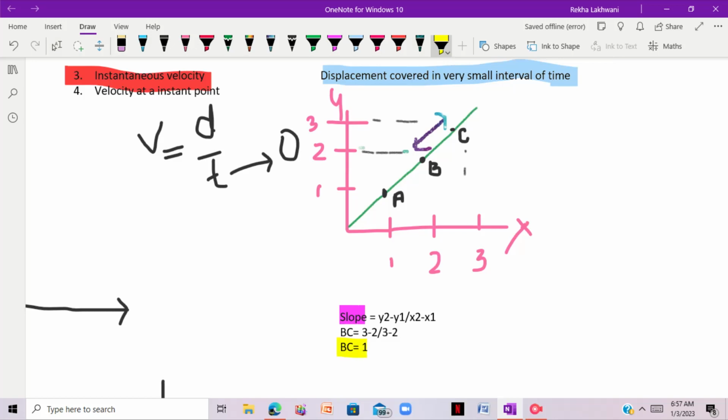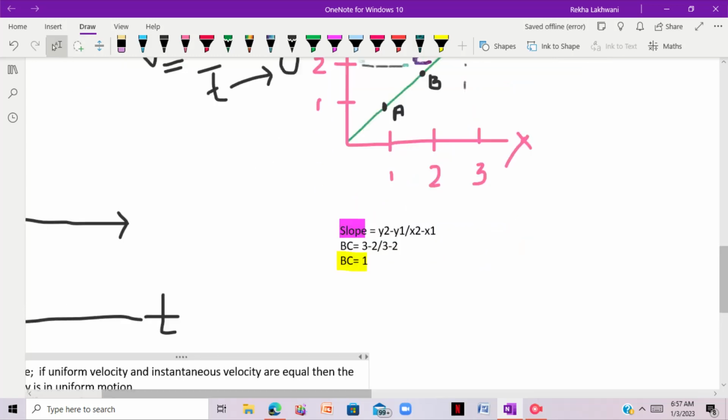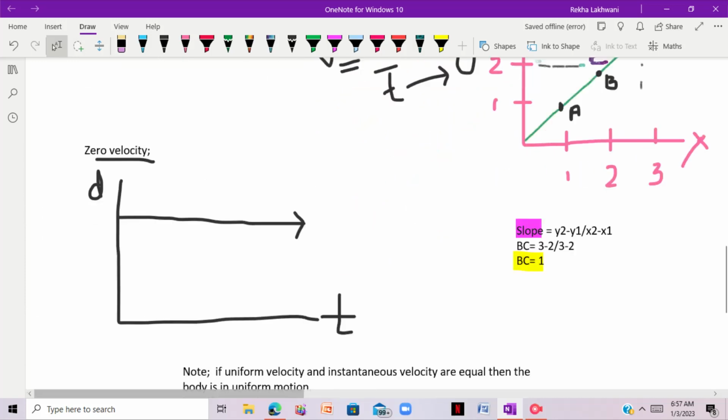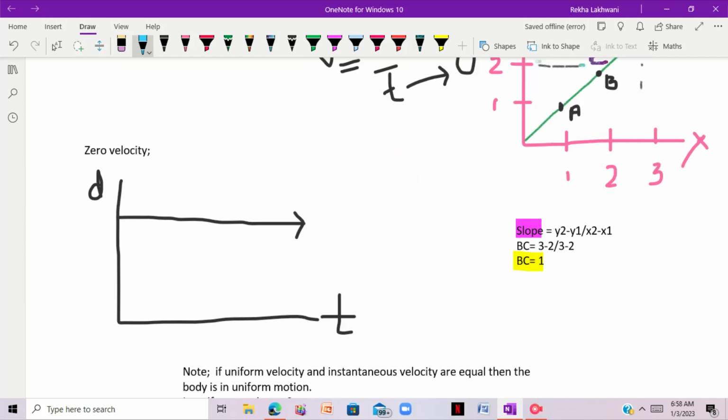Note, there is one more thing to note for emphasis, which is that if uniform velocity and instantaneous velocity both are equal, then the body is in uniform motion. If a body has uniform velocity and instantaneous velocity, and the values of both these velocities are the same, then the body is said to be in uniform motion. We will study this uniform motion in Newton's first law of motion. Whenever a body is in uniform motion, it means that its acceleration is zero, right?